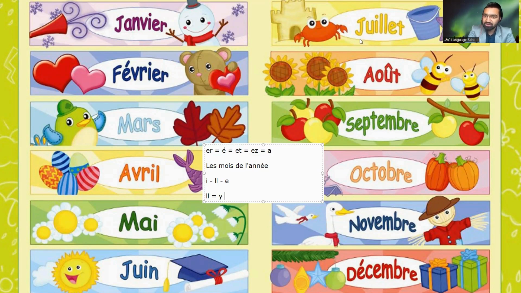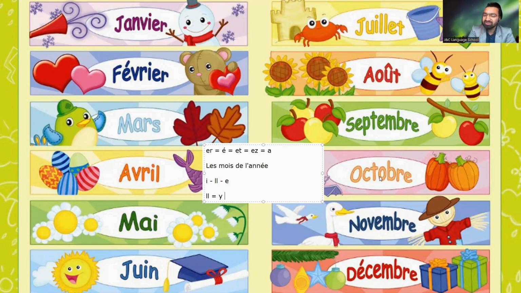July as juillet, August as août, August as août, September as septembre, September as septembre.